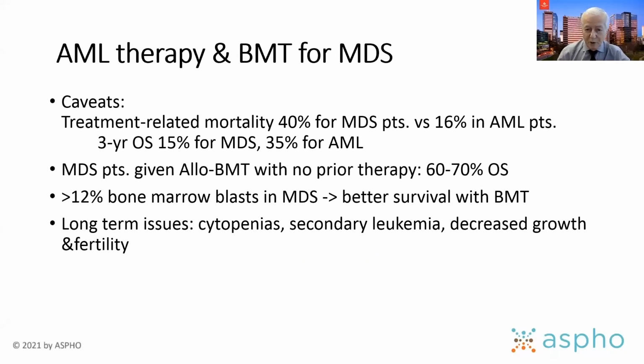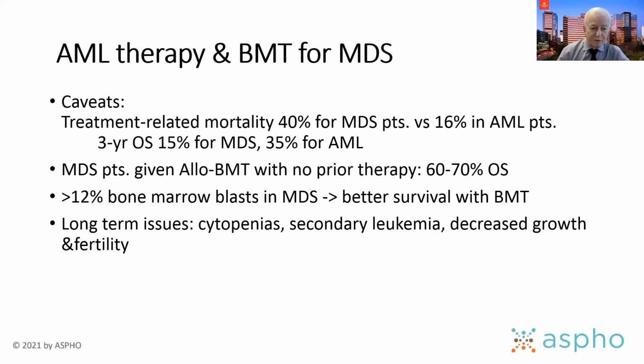Unfortunately, although bone marrow transplant is really curative, the cure for these patients, they don't do well, and that's because of transplant-related mortality and morbidity from cytopenias. So the mortality for MDS patients is 40% versus 16% for AML patients, and the overall survival is less than half of that for AML patients.